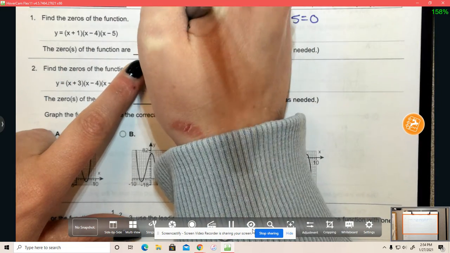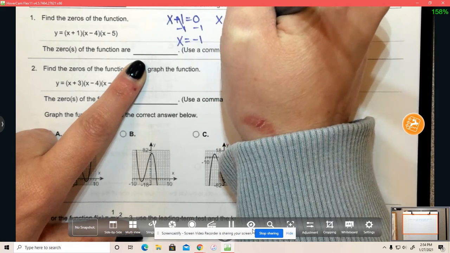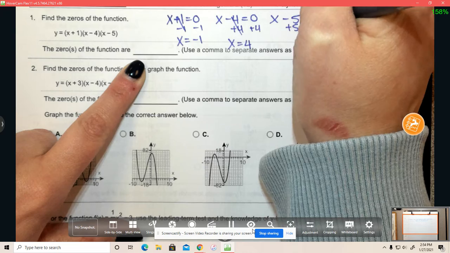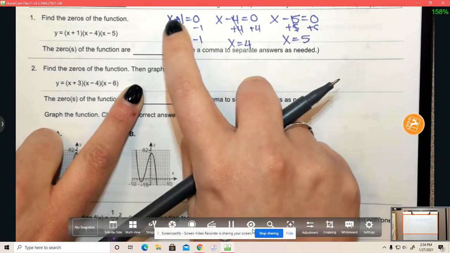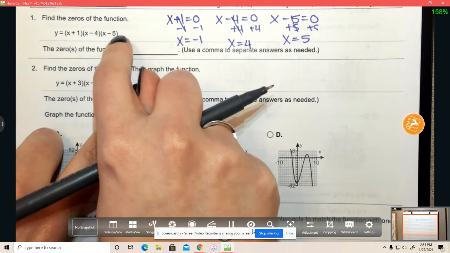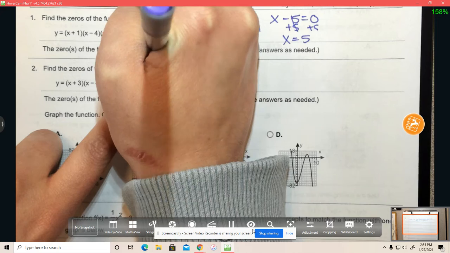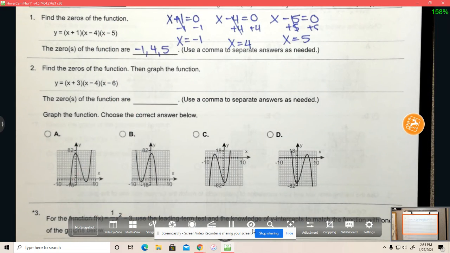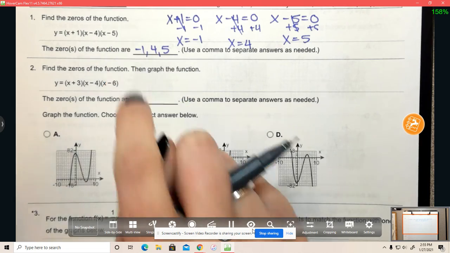So minus 1, so we get x = −1. Add 4 and get x = 4. Add 5 and get x = 5. So our zeros are the opposite of what it looked like in the factors. So our zeros are −1, 4, and 5. Okay, and so that's a shortcut. If you don't want to write out each one equal to 0 and solve, just know they're the opposite of what they appear in the factors.